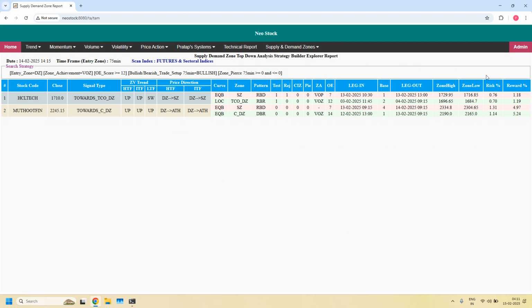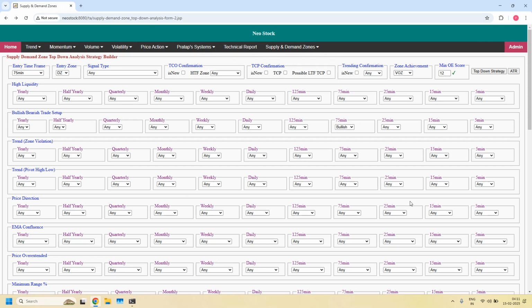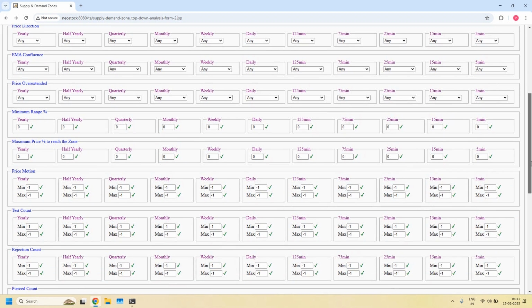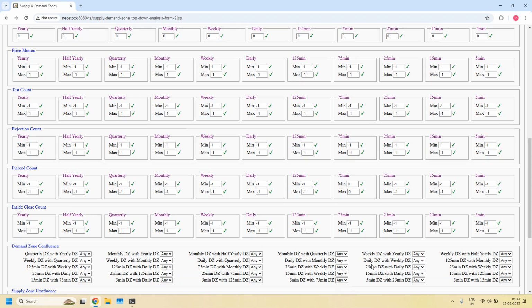Now let me filter the stocks. We got 2 stocks. Currently only 2 stocks are supporting a bullish trade setup for weekly income trade. Among all the 240 stocks, we got only these 2. But do these 2 have some probability to succeed or not, we need to verify. So first filter is LTF and ITF demand zone confluence. That is 75 minutes and daily demand zone confluence. I am enabling the filter.